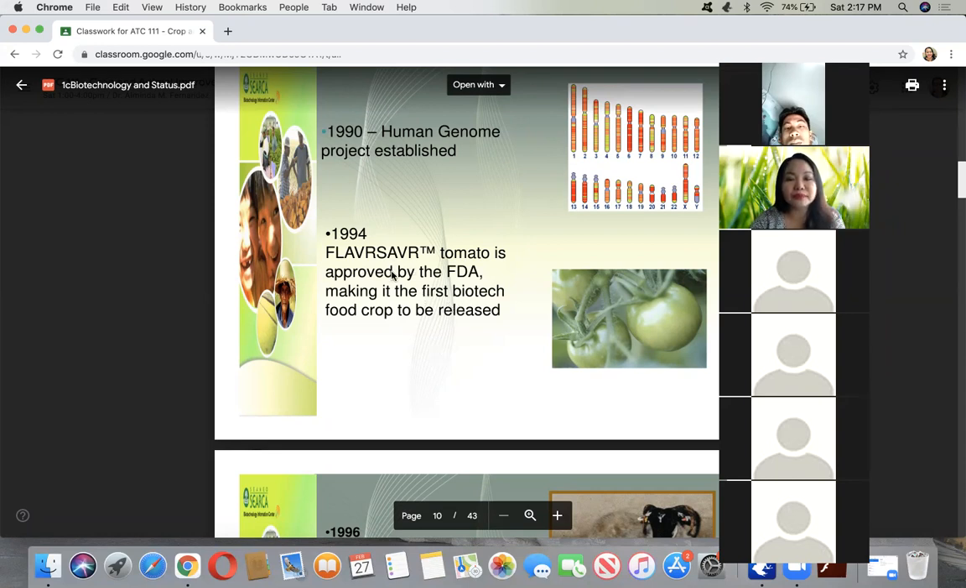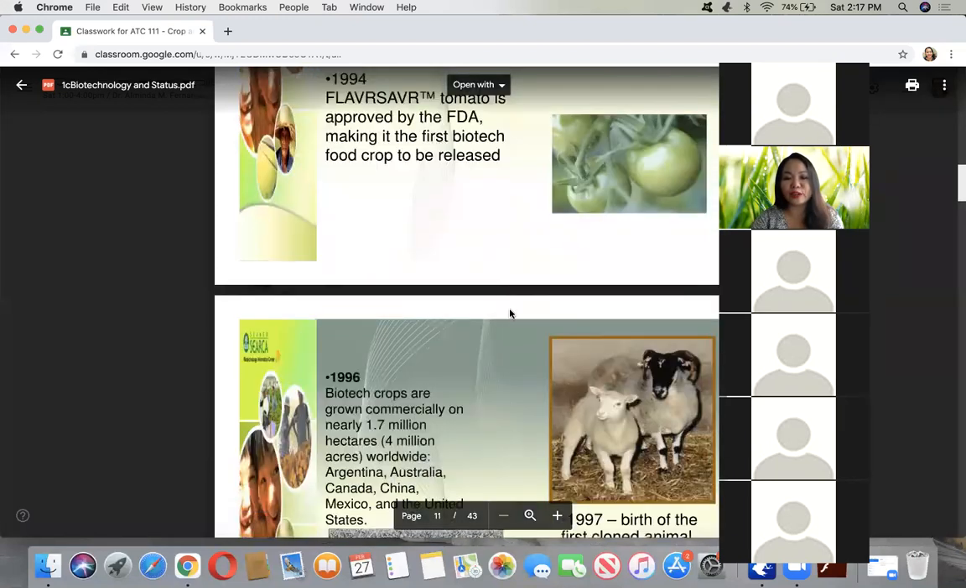1994. Flavr Savr tomato, I don't know if you have heard this one, is approved by the Food and Drugs Administration, making it the first biotech food crop na na-release sa market. So if you're going to remember which is the first GMO na na-release sa market, tomato yan, known as the Flavr Savr, in 1994.